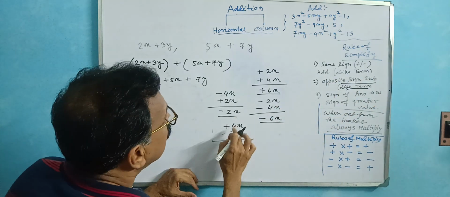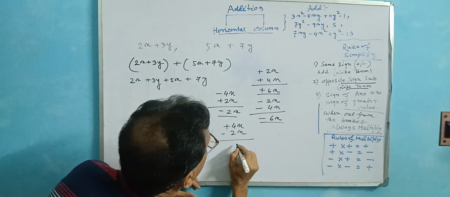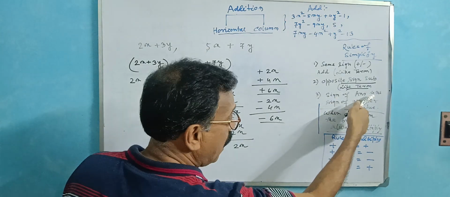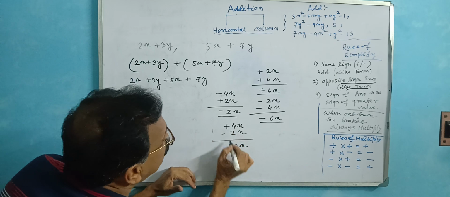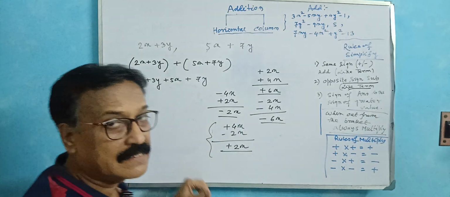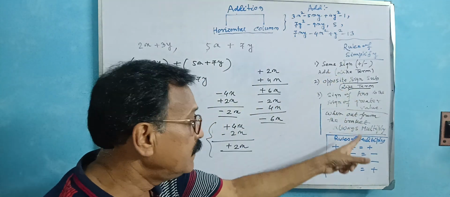Opposite sign, subtract. There is plus, there is minus. Subtract means 4 minus 2, 2x. Now the sign of the answer is the sign of the greater value. The greater value is 4. What is the sign of this? Plus. So the answer is plus. Here the rule of plus minus minus does not apply. That is the basic difference between the simplify rule and the multiply rule.